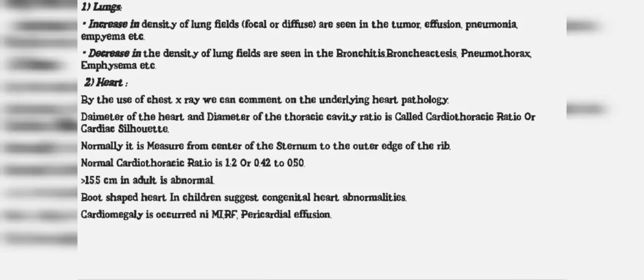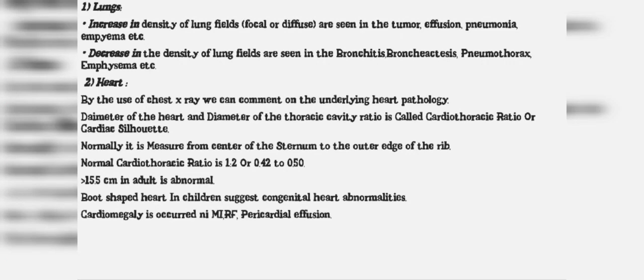The ratio of the diameter of the heart to the diameter of the thoracic cavity is called the cardiothoracic ratio or cardiac silhouette. Normally, it is measured from the center of the sternum to either outer edge of the rib. Normal cardiothoracic ratio is 1:2 or 0.42 to 0.50. Greater than 15.5 cm in an adult is abnormal. Boot-shaped heart in children suggests congenital heart abnormalities.